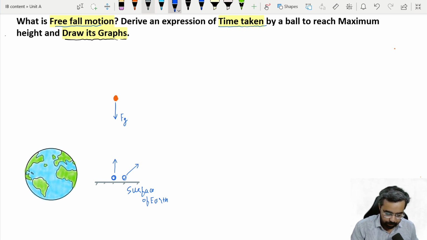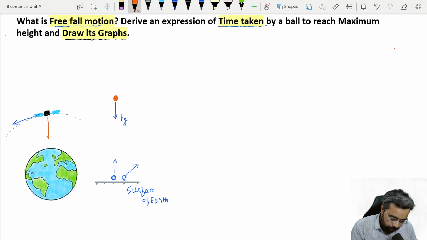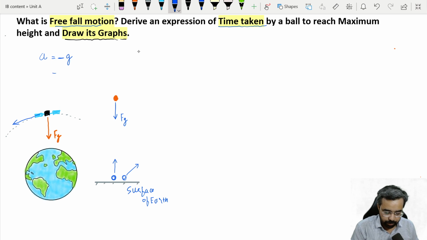Not only this example, but also this is an orbiting satellite and this is its tangential velocity. So even in its orbit in space, we know that there will be only one force, that is the force of gravity. Now, due to this force of gravity, all of these objects, of which I have given you examples, always move with the same acceleration due to gravity, which is negative 9.8 meters per second squared. This is called free fall motion.